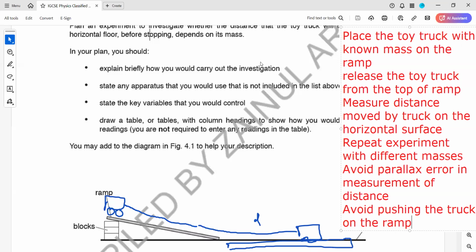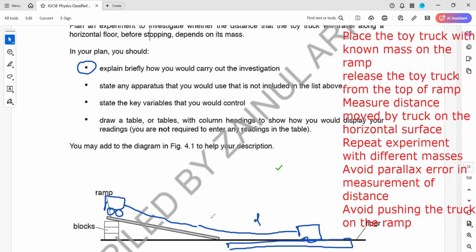Is it clear? The first part? Anyone having a doubt? How we did this? So what we did, we take a toy truck with a known mass and we release it from the top of the ramp, and we measure the distance moved by this toy truck to stop. Then we repeat the experiment with 5 different masses of the toy truck, and measure the distance it takes to stop.